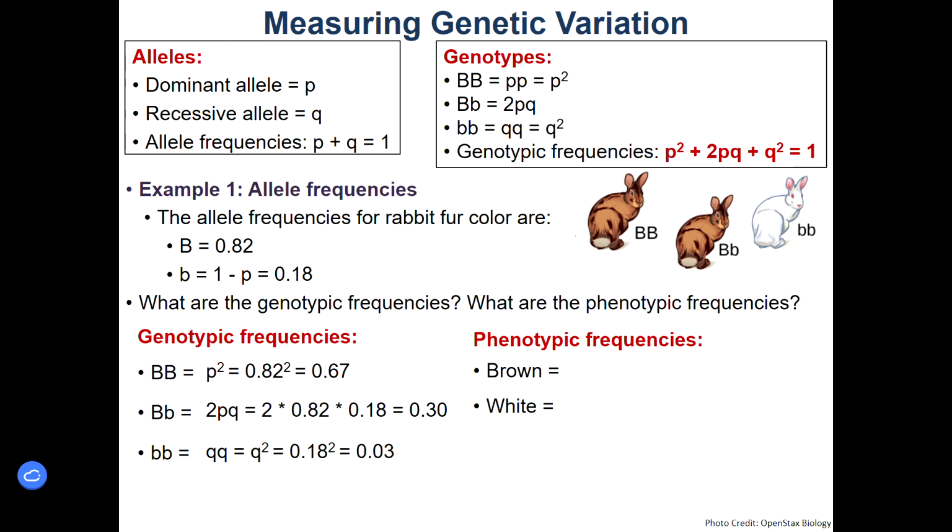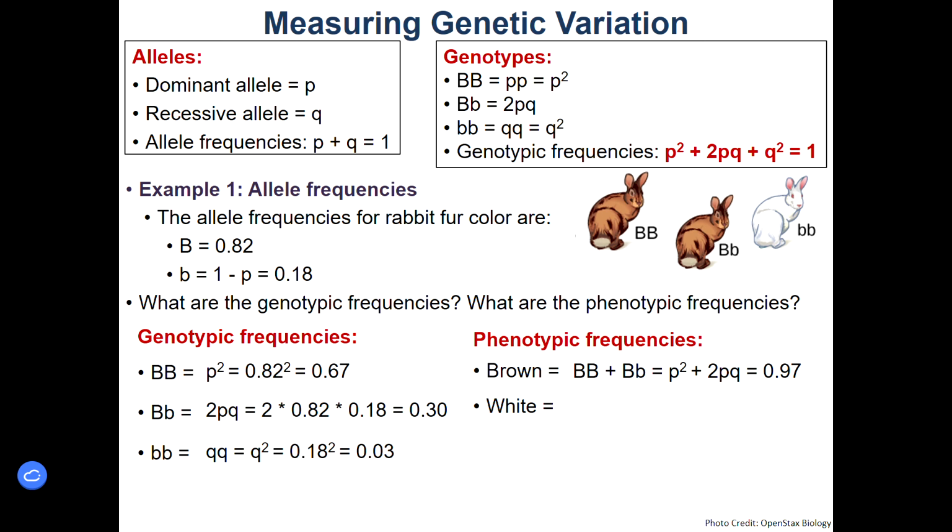Any ideas? Can't you just add the... Yeah, perfect. So we would just add all the genotypes that get us brown fur color, which is our homozygous dominant and our heterozygotes, or p squared plus 2pq, which is equal to 0.97. I didn't put the math on there because it went off of the slide. So I hope you can use the numbers here.